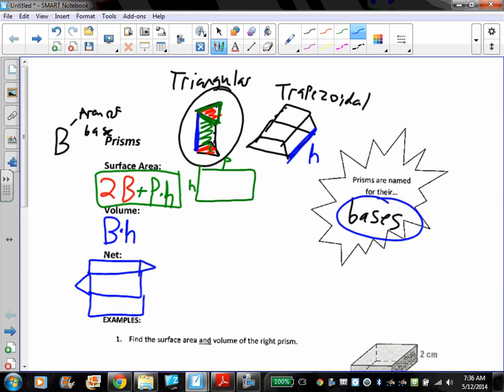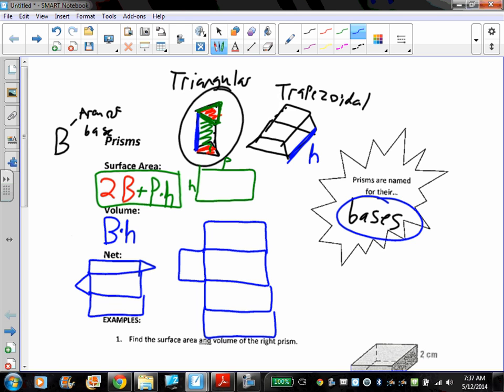For a rectangular one, you would see something slightly different. So let's say that this was one of our bases, and the other base is going to have to look the same. You might see something. This is actually turning out to be more of a square prism. That's okay. You know, something like that.